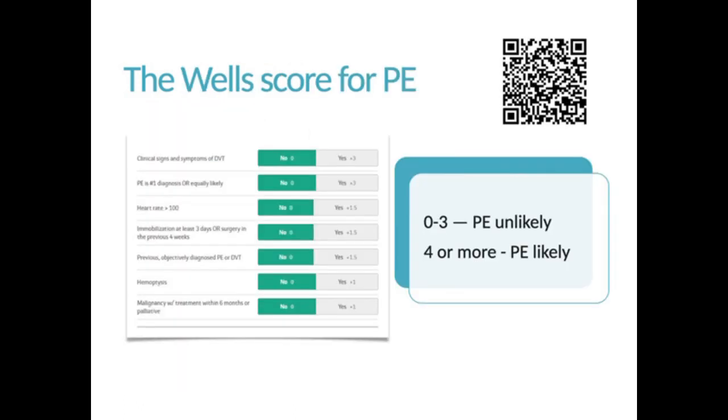A Wells score for PE, like for DVT, can help us determine the likelihood of a PE and guide which investigations are necessary. A score of 0 to 3 suggests a PE is unlikely, and a score of 4 or more suggests a PE is likely, and therefore a D-dimer is unnecessary and a CTPA should be requested. The Wells score and D-dimer should not be used in pregnant patients.